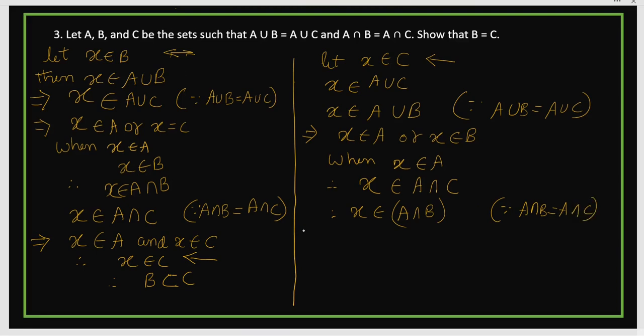Agreed? This implies x belongs to A and x belongs to B. Therefore, x belongs to B. We started with x belongs to C and have reached x belongs to B. Therefore, C is a subset of B. So from this, we know very well from 1 and 2 that B equals C.